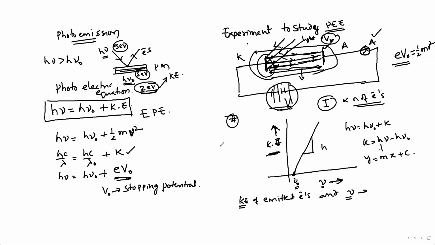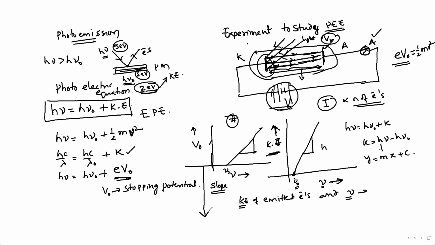Now, if I take a graph with stopping potential along the y-axis and incident frequency along the x-axis, how do you get the graph? Exactly, this is also a straight line, and here it is nu naught. Now, what will be the slope of this graph? What will be the equation for this?